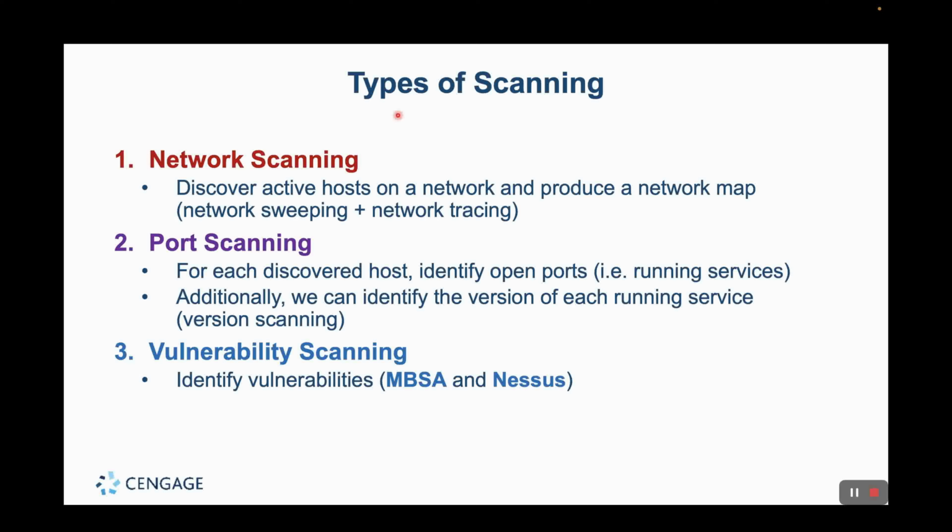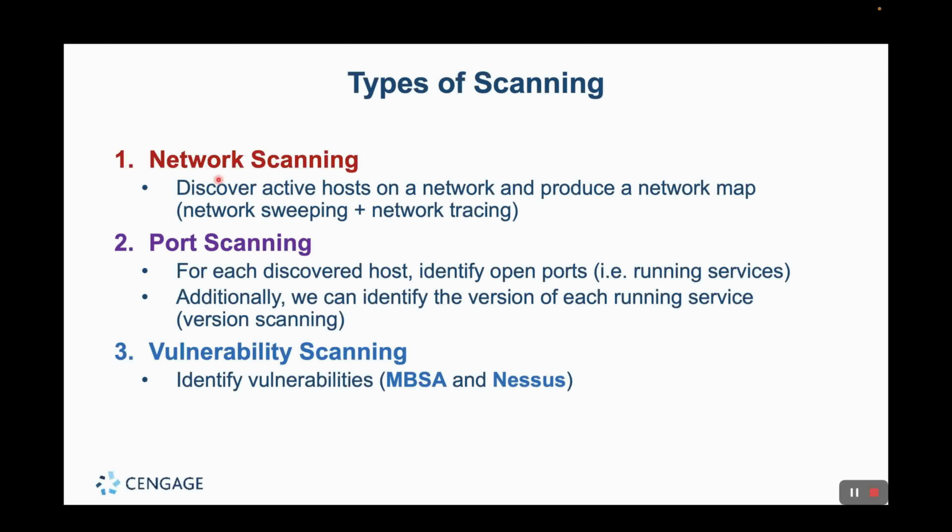Now, there are different types of scanning. The first one is network scanning, port scanning, vulnerability scanning. Let's talk about network scanning. Network scanning, the purpose is to discover active hosts on a network, by doing network sweeping and network tracing. Network scanning basically is a process of identifying active hosts, like computers, servers, network devices within the network.